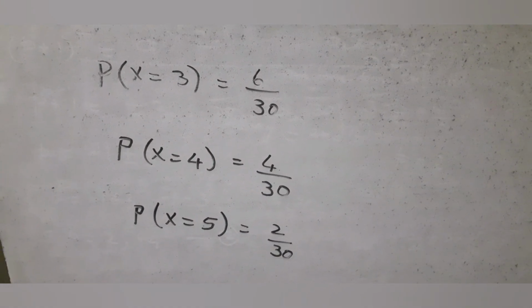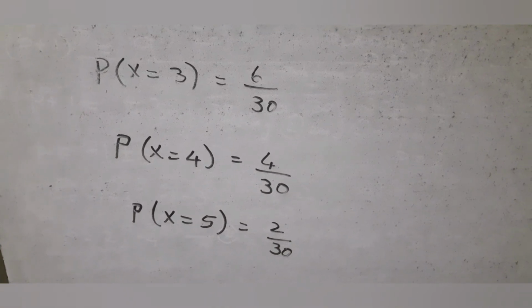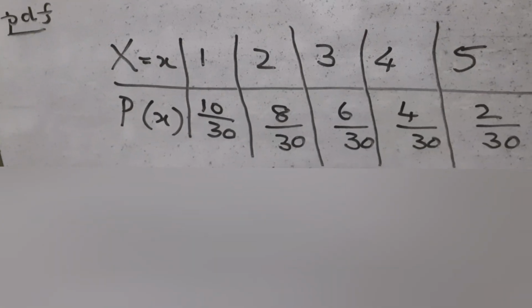Similarly, we can find P(x equal to 3), P(x equal to 4) and P(x equal to 5). Now we tabulate everything in the form of a PDF.